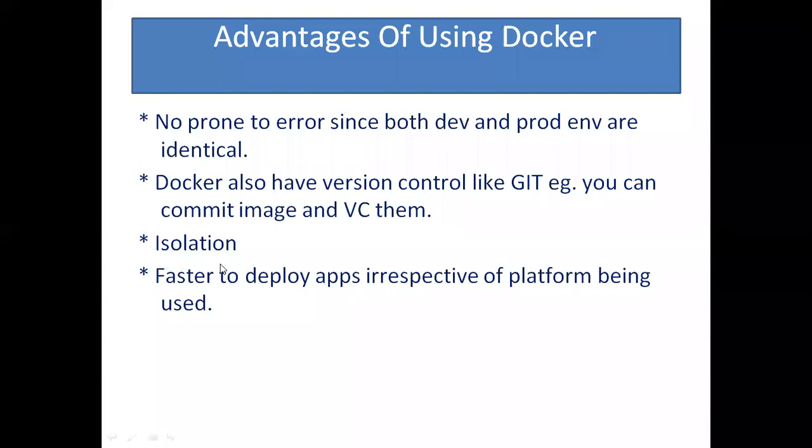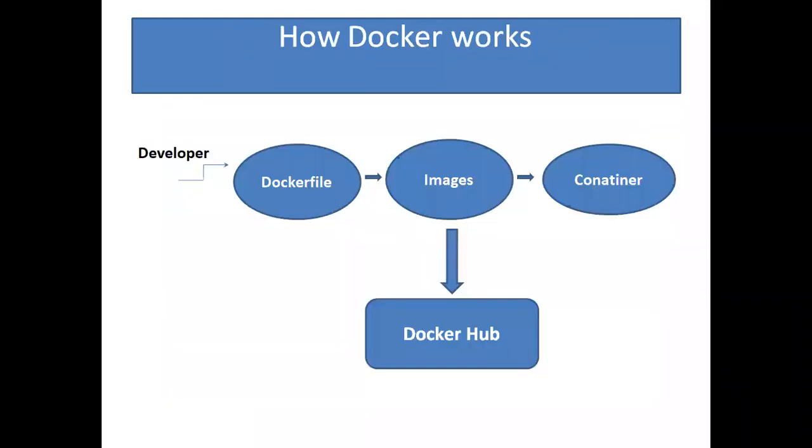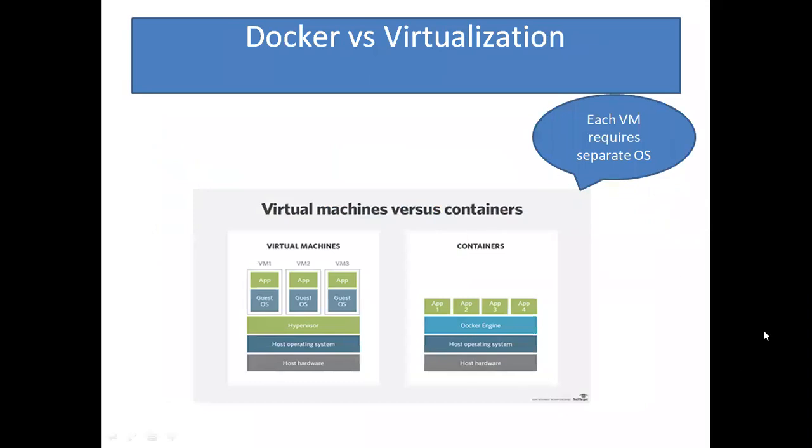Next is isolation. Isolation is a great feature in Docker. One container cannot communicate with the other container. Let's say we have four applications. Application one cannot interrupt the traffic of application two. Each and every one will be isolated. Let's say application one is hacked or something. It won't affect applications 2, 3 and the rest of the applications on the particular Docker host. So it will be safe. So isolation is a very good feature.